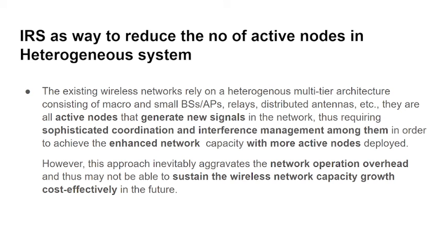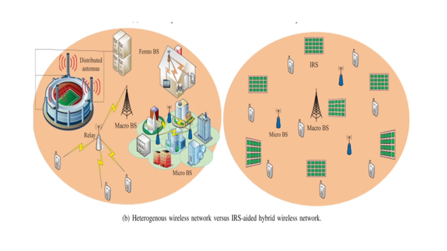multi-tier architecture consisting of macro and small base stations, active point relays, and distributed antennas. They are all active nodes that generate new signals in the network, requiring sophisticated coordination and interference management among them in order to achieve enhanced network capacity with more active nodes deployed. However, this approach inevitably aggravates the network operation overhead and may not be able to sustain wireless network capacity growth cost effectively in the future.